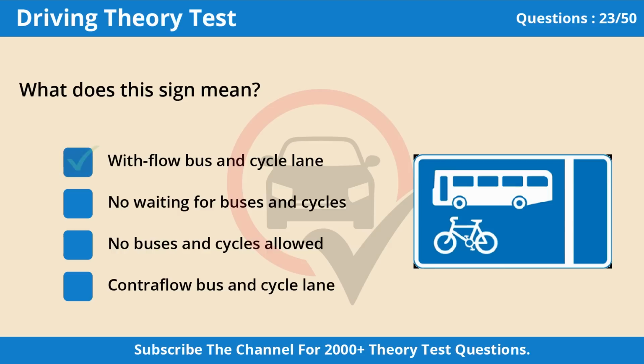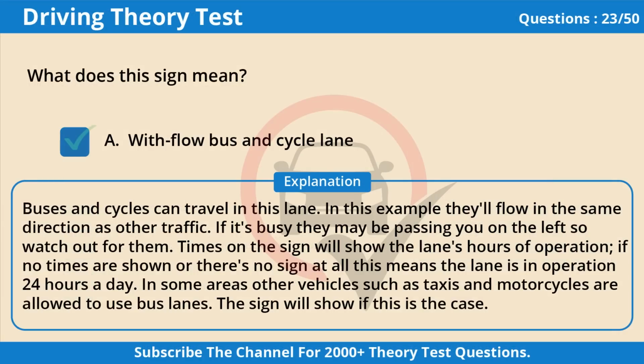A. With flow bus and cycle lane. Buses and cycles can travel in this lane. In this example, they'll flow in the same direction as other traffic. If it's busy, they may be passing you on the left, so watch out for them. Times on the sign will show the lane's hours of operation.